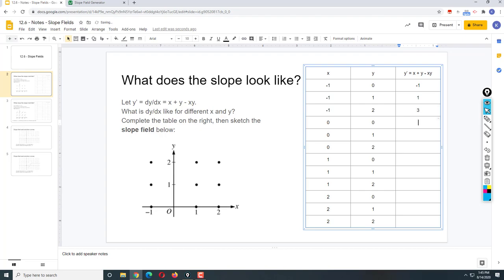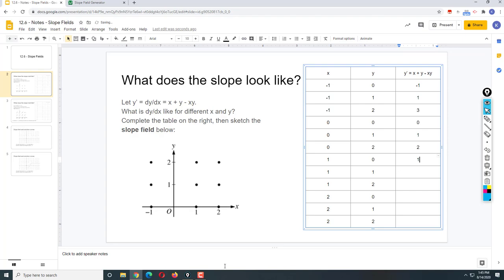When x is 0, y is 0, well, that's just 0 plus 0 minus 0. When x is 0, y is 1, that's 0 plus 1 minus 0, that's 1. X is 0, y is 2, that's 0 plus 2 minus 0, that's 2. When x is 1, y is 0, that's 1 plus 0 minus 0, that's 1.